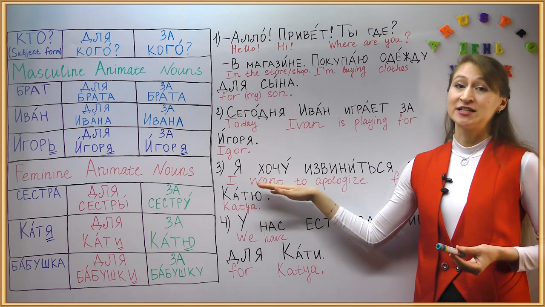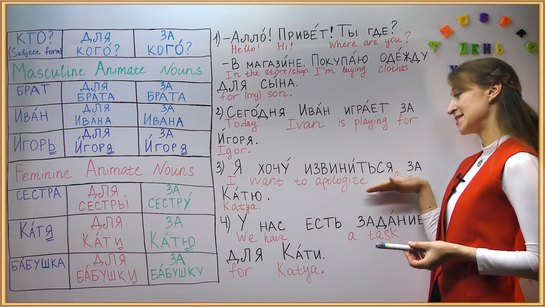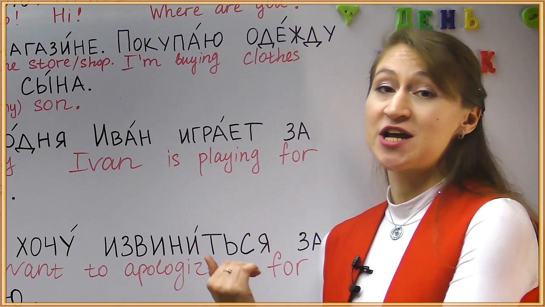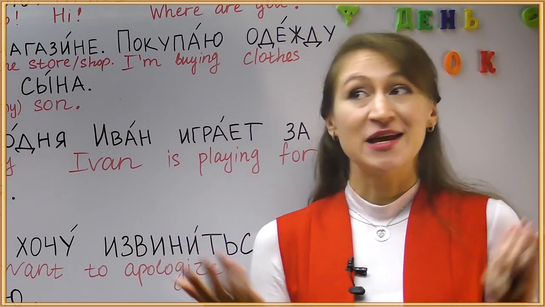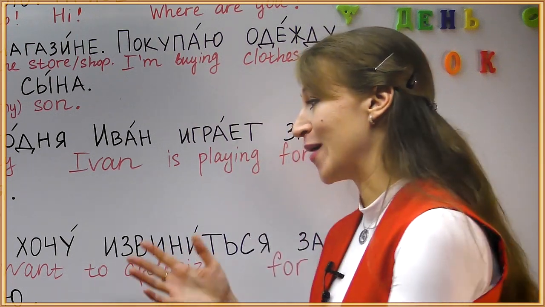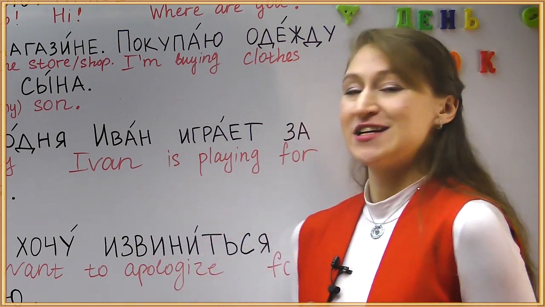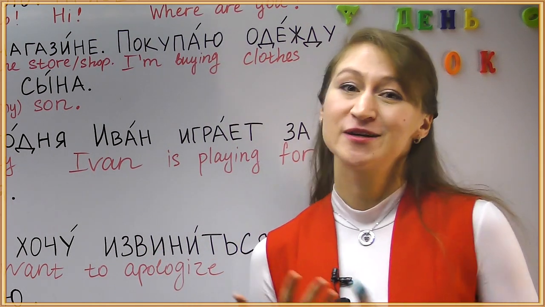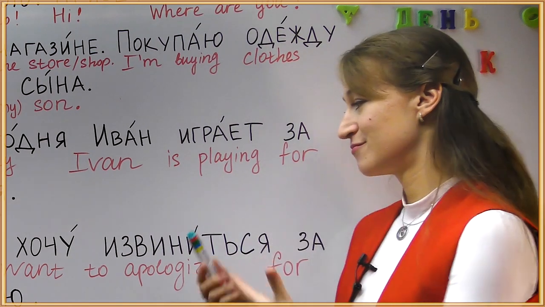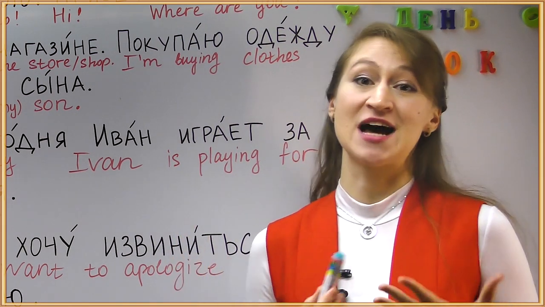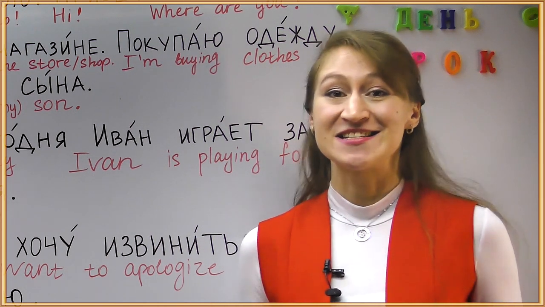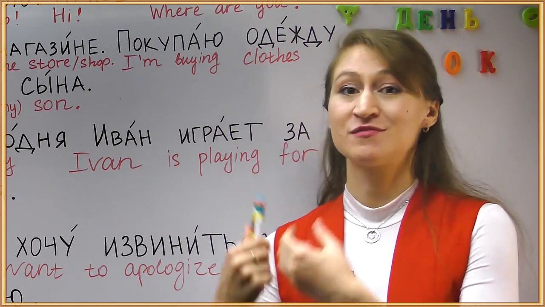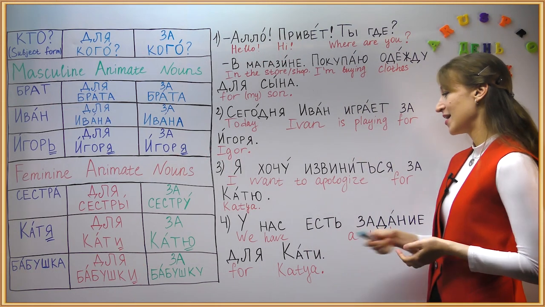Number three. Я хочу извиниться за Катю. So I want to apologize for Катя. Maybe Катя is my little sister or my daughter, or I don't know. For some reason, she cannot apologize herself. She should apologize in this situation, but I'm taking this responsibility because I'm a parent or an older sister or somebody. So I take this responsibility for her. I'm doing it for her, instead of her, basically.